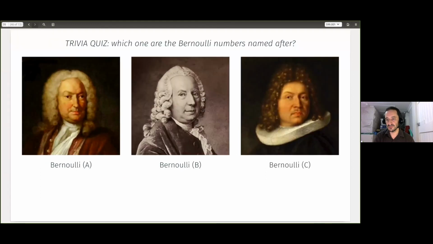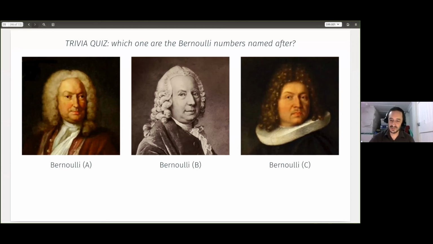Okay, now I think it's important to have a short break in the middle of a difficult mathematics talk. So I've got here a trivia quiz. As you know, there was a large family of Bernoullis who did lots of interesting things in mathematics and physics and other fields. And I've picked 3 of the most famous Bernoullis here: Bernoulli A, Bernoulli B, and Bernoulli C. And the question is, which one of these has the Bernoulli numbers named after them? And I will give you a few moments to cheat by looking it up on Wikipedia.